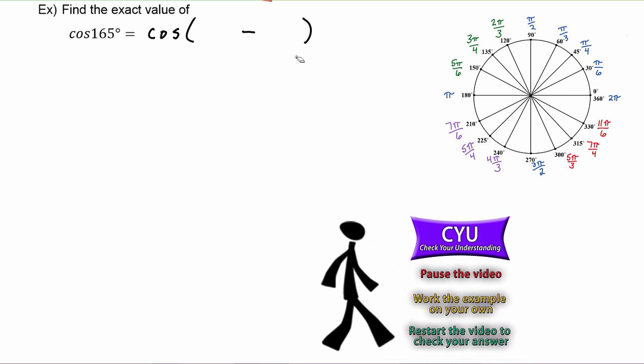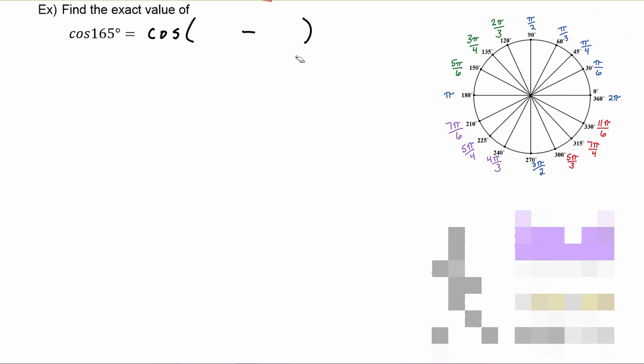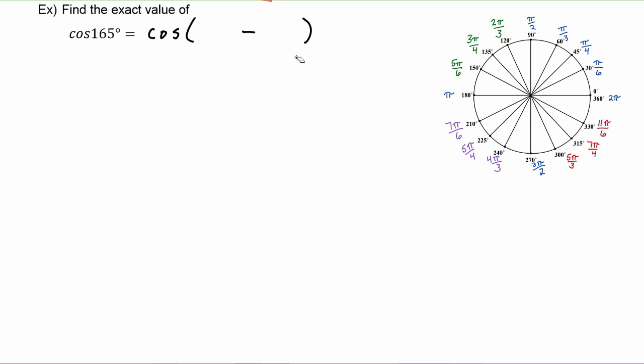Okay, let's see how you did. Now you could use any two angles going around the unit circle. So whichever angles you used, you're going to get the same answer as I will, even if you used different angles that subtract to be 165. For example, we could have done 225 degrees minus 60 degrees.